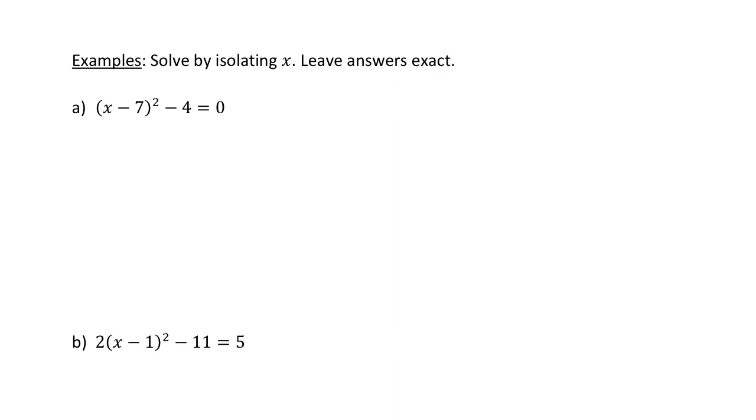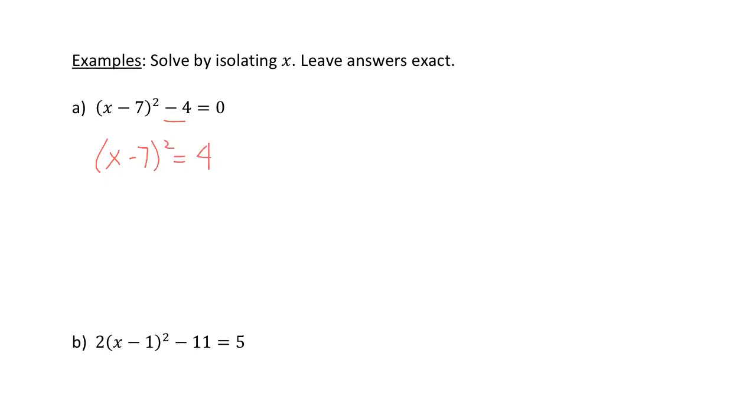But as part of your homework, you might be asked to find approximations with decimals, and that's okay too. So let's start off with question A. We can see it looks like that vertex form type of equation, so I can move things around to solve for x. I'm going to start by moving that -4 to the other side. So I get x minus 7 squared is equal to +4.